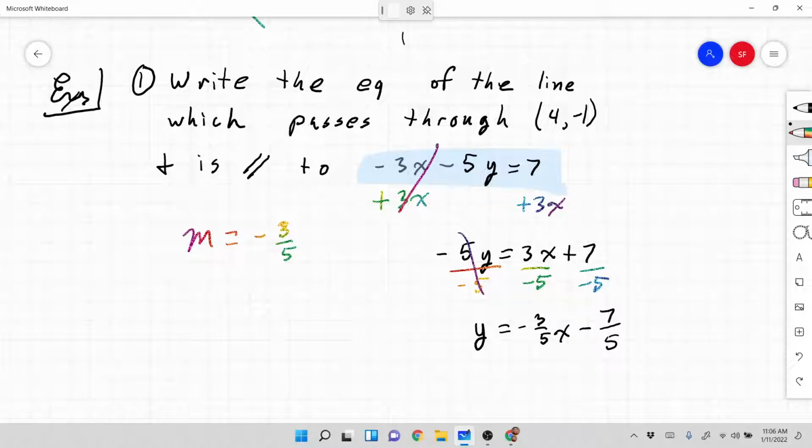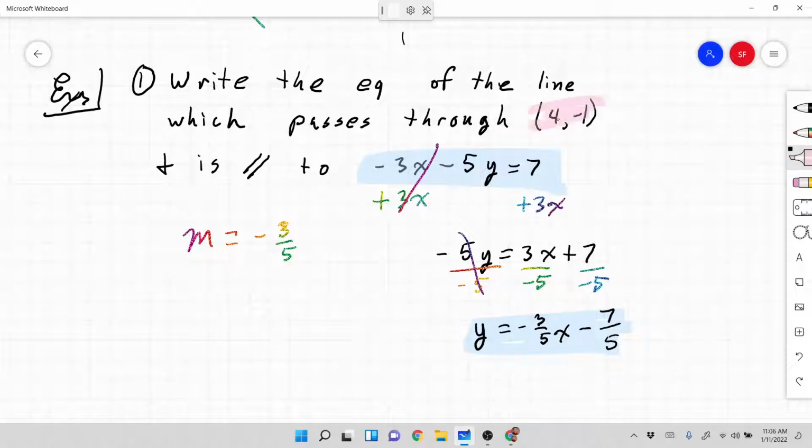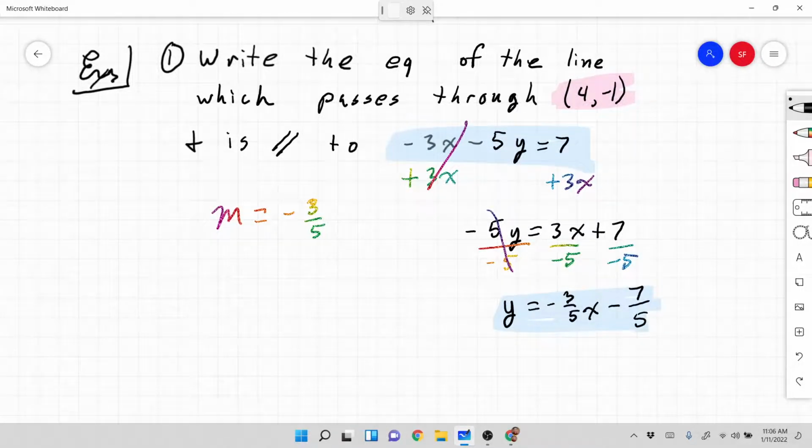Now we want to find the line that's parallel to this line over here, but it passes through this point up here. So what are we going to do now? Change it to point-slope. Yeah, we could use point-slope. That would probably be the easiest way to do it. We could also use slope-intercept form. Either one, but let's use point-slope because that's going to be quicker. We're still going to convert it to slope-intercept form for our answer.